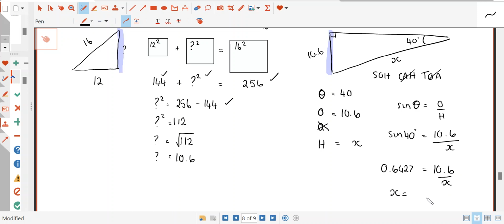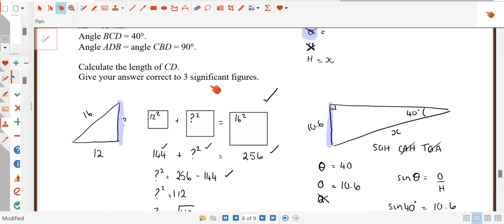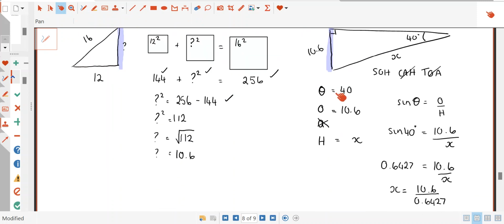So x equals 10.6 divided by 0.6427. I simplified it to 15.558. Now, what does it say in the question? It wants 3 significant figures.